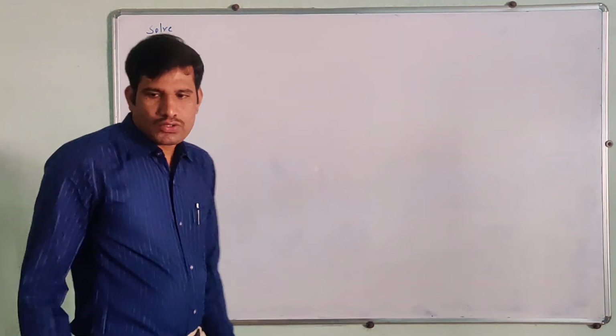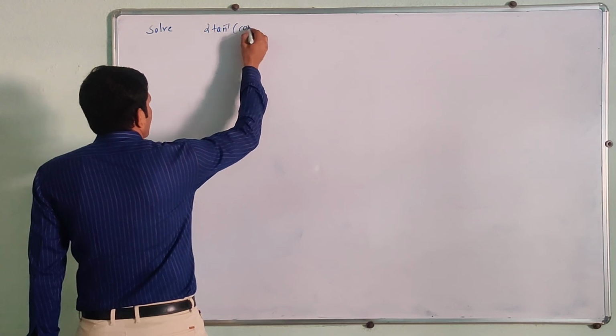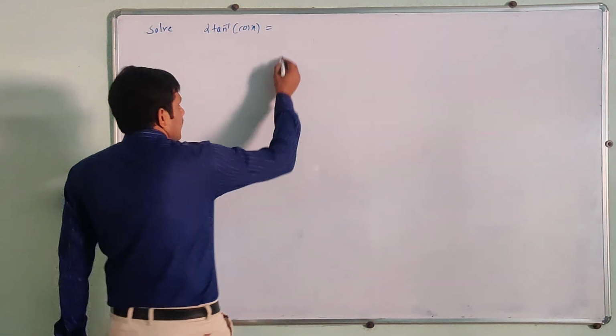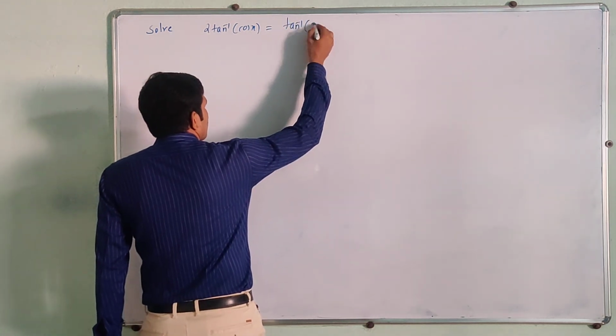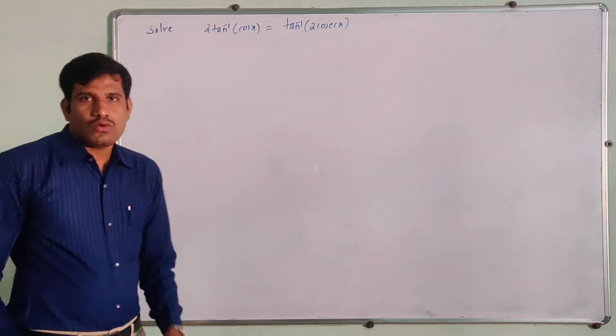2 tan inverse of cos x is equal to tan inverse of 2 cosec x.